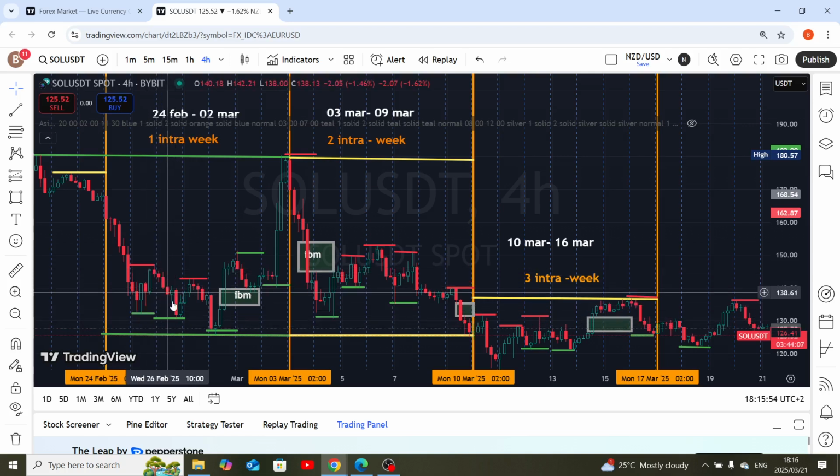Why did the institutions allow the price to go down? They allowed the price to fall so that they can take out these retailers here. Remember, these are stop losses here. So they made sure that the price comes to this area so that they take out liquidity. And then I don't know how, because since we have ICT, we have smart money concepts, we have price action, technically there are different types of trading here.